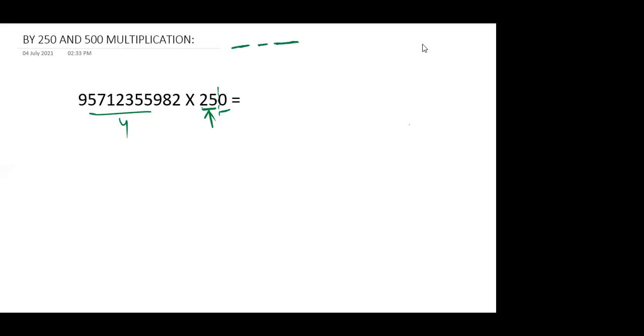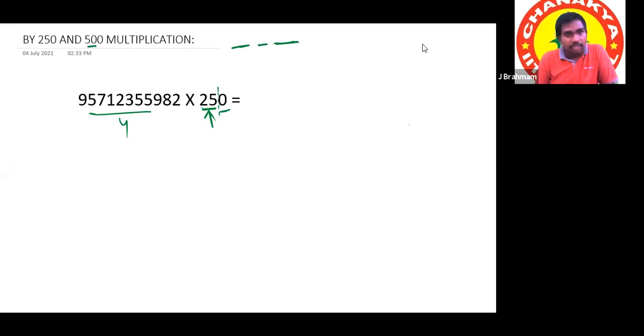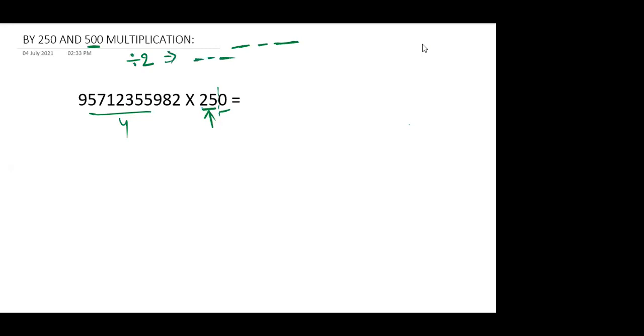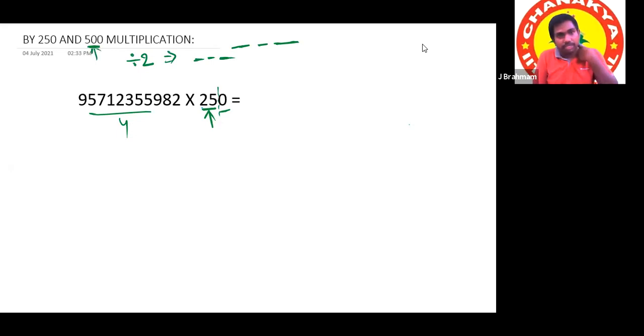500 also we can do the same. We can multiply by 5, and 500 we can do the same. Means we have to divide the given number by 2, and we need to put the last 3 digits, because it is 500 and we may make it 1000. 1000 consists of 3 zeros. That's why 3 digits.